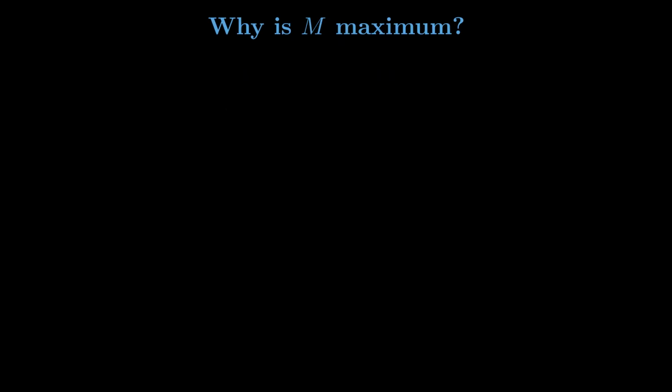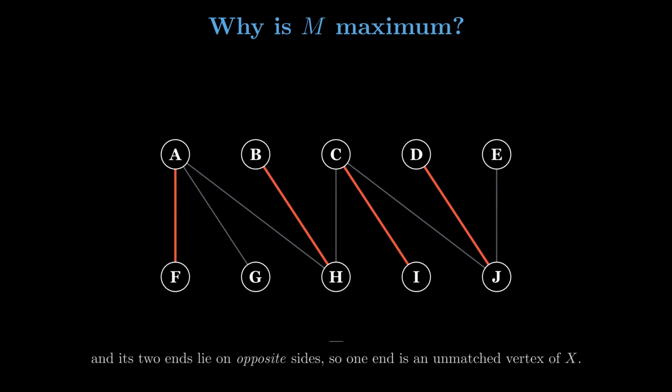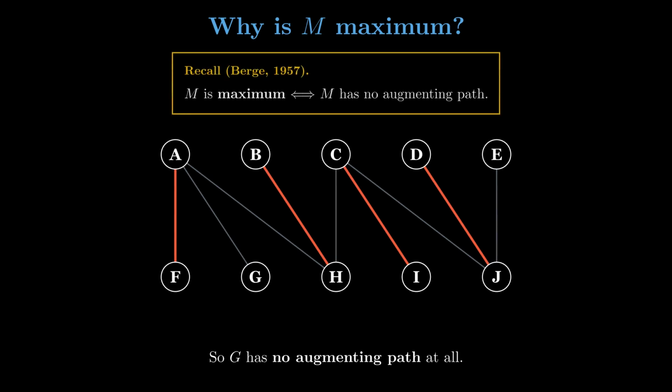One question remains. The loop stopped, but could a cleverer run have reached 5 edges? Remember that an augmenting path joins 2 unmatched vertices, and its 2 ends lie on opposite sides, so one end is always an unmatched vertex of x. The only unmatched vertex of x is E, and the search from E has just failed. So the graph contains no augmenting path at all. By Berge's theorem, that settles it. The matching is maximum. 4 edges is the best possible.